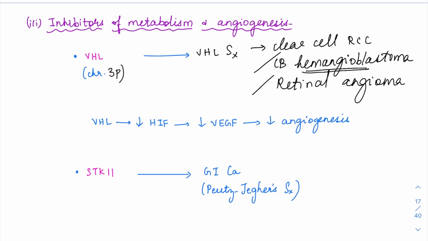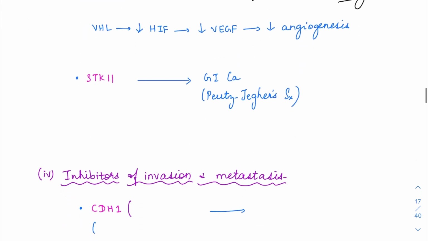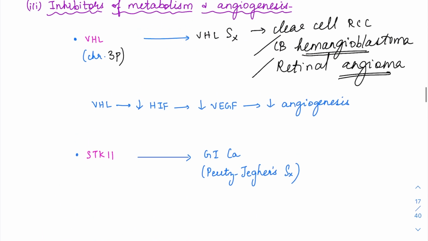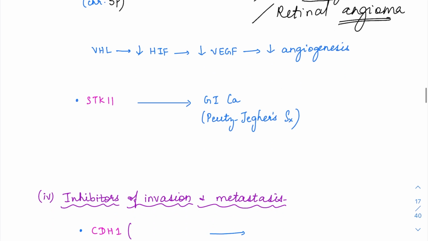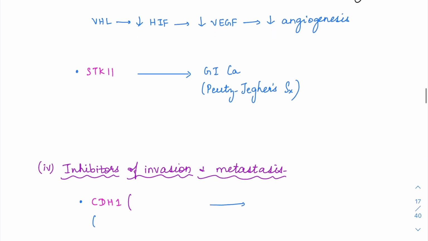Hemangioblastoma, so angio is there. Retinal angioma, so here again blood vessel proliferation is going to be there. Understood? So the second gene under this inhibitors of metabolism and angiogenesis is STK11. STK11 we will be seeing again in the GI tract also. This STK11 is involved in the metabolism, some nutritional pathway. This tumor suppressor gene is going to be mutated and it is going to result in Peutz-Jeghers syndrome.